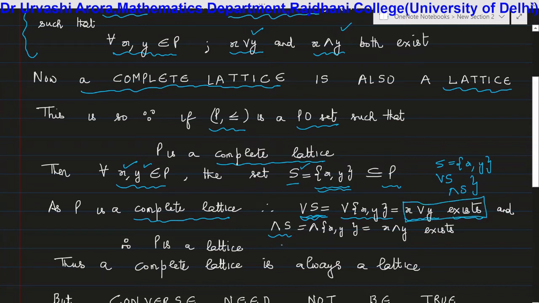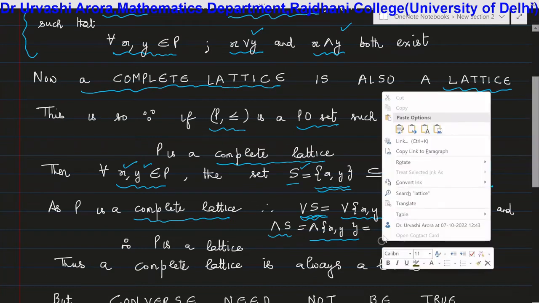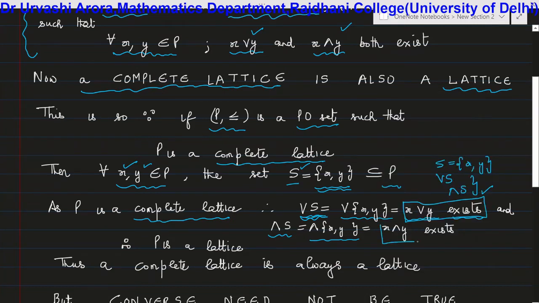And the other thing that we have is that the meet of S is also existing, because P is a complete lattice. But what is the meet of S? Meet of S is the meet of the set consisting of two elements x and y, which is nothing but x meet y. This means that x meet y also exists. So these two statements or these two expressions are true, and here x and y have been chosen arbitrarily.